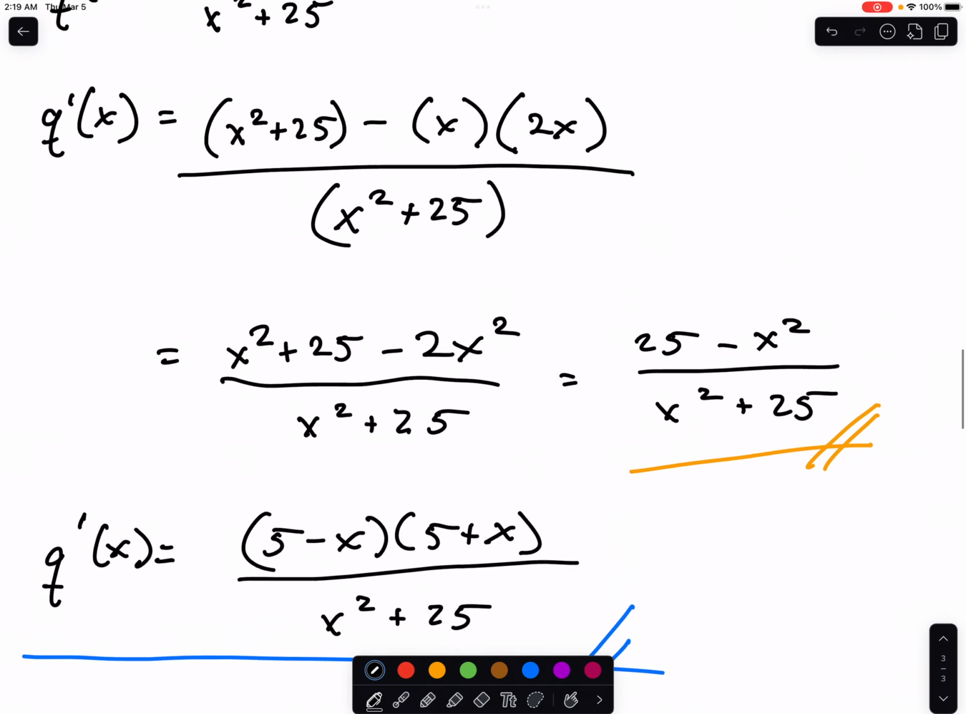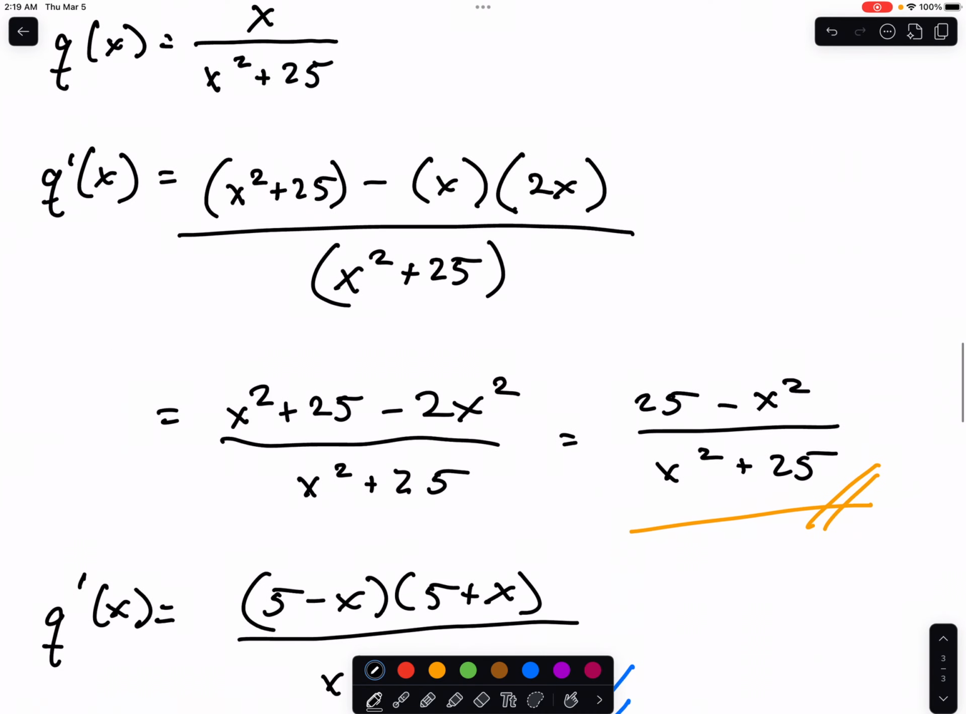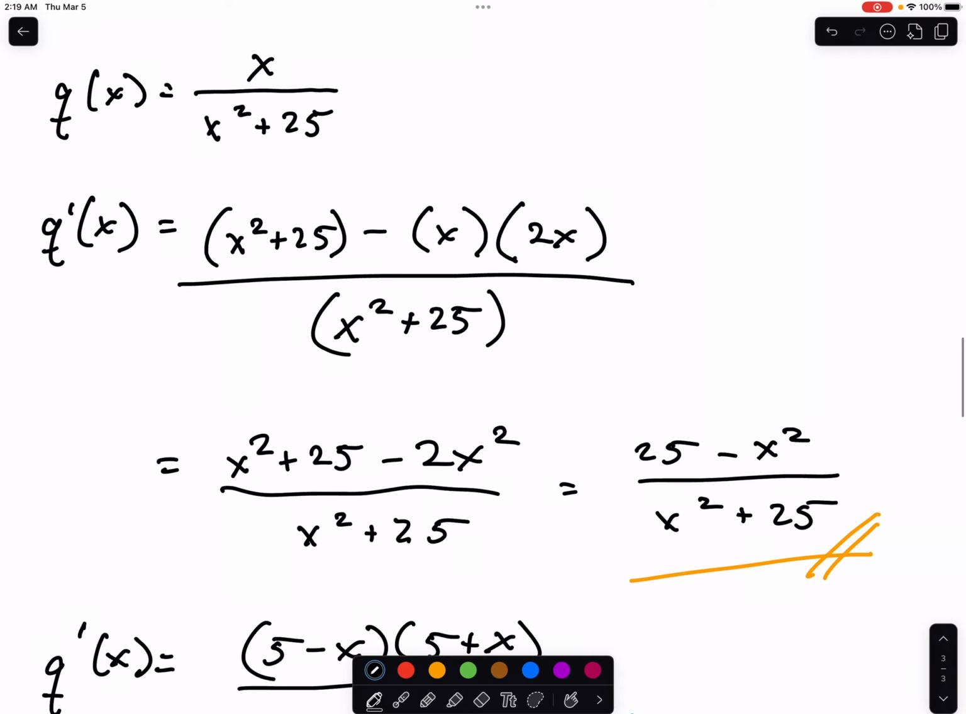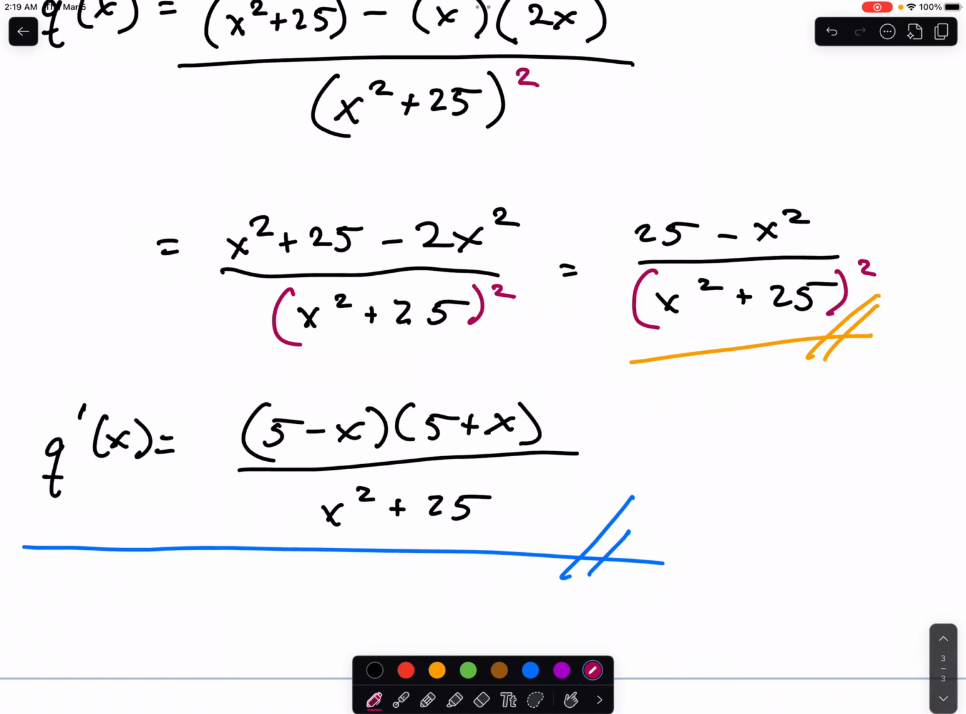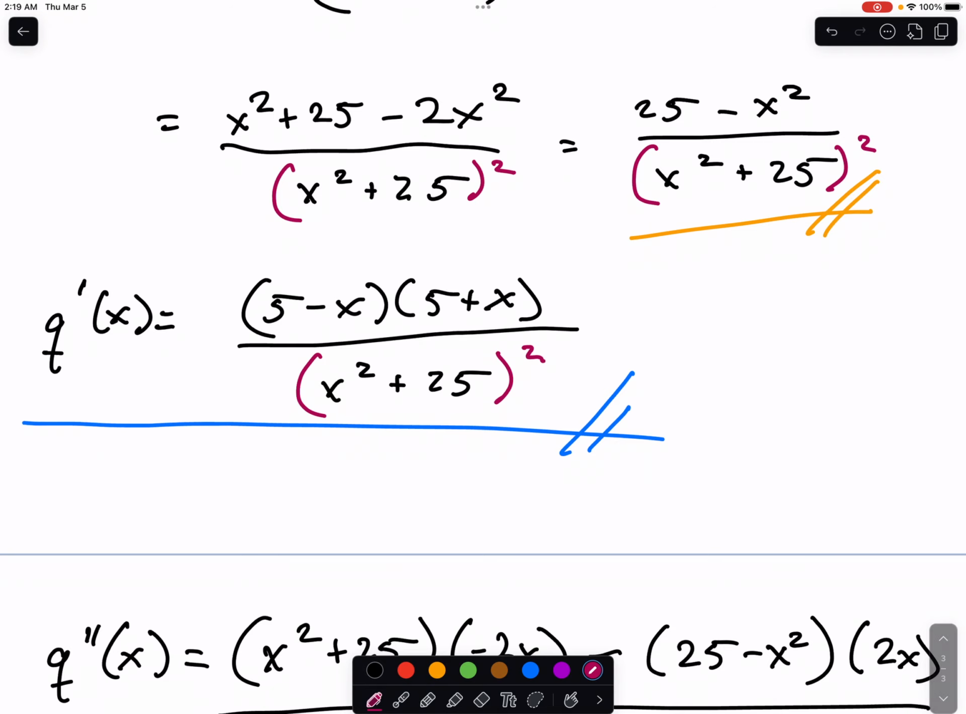Wait a minute. I need to back up. So the bottom times the derivative of the top minus the top times the derivative of the bottom. I forgot to add my squared here. Okay, the bottom squared. Okay, so that means there's a squared here. Oh man, that looks like it's going to add a lot more to it. That means this is squared. That means this is squared. So we made that adjustment.